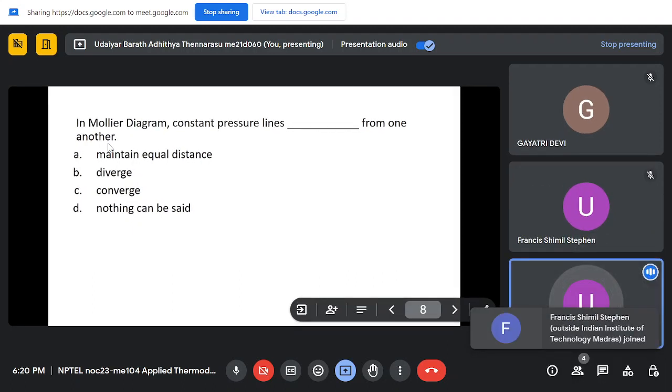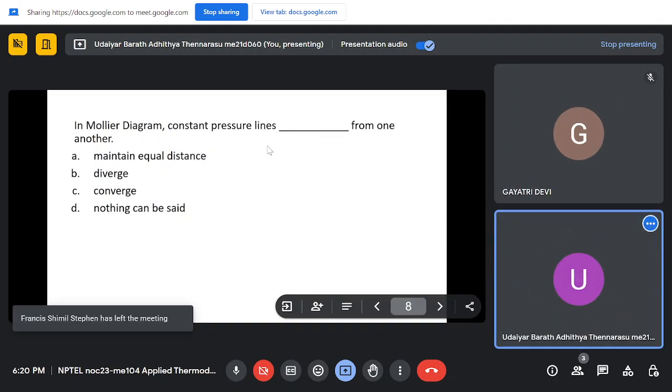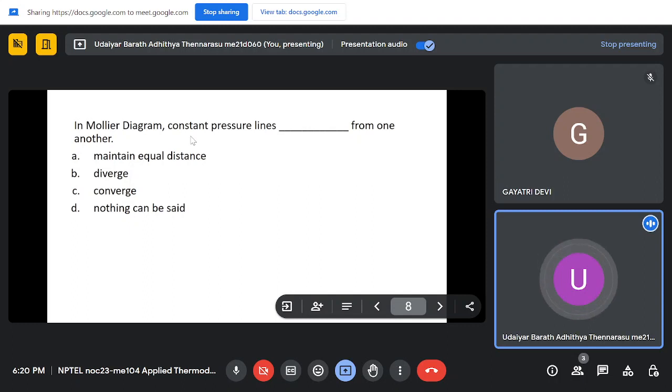In a Mollier diagram, constant pressure lines are: A, maintain equal distance; B, diverge; C, converge; D, nothing can be said. The Mollier diagram is the HS diagram, the enthalpy and entropy diagram, and the question asks how the constant pressure lines will look.